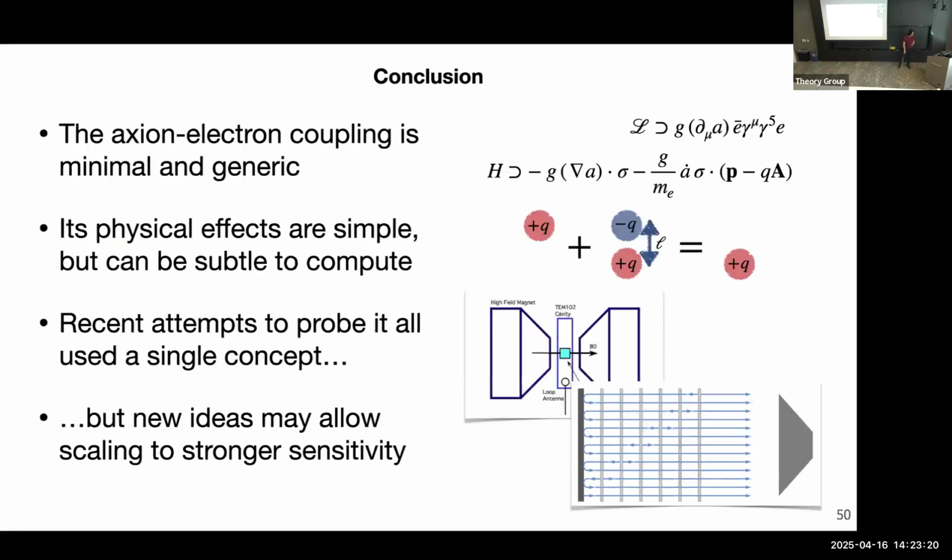So in conclusion, I've shown you that the axioelectric coupling is something that is minimal, very generic, and happens in all kinds of models. The effects it creates are extremely simple, but it can be a little subtle to compute them, which has led to a lot of computing literature. And on the experimental end, every attempt to probe it has used a single concept, but there are new ideas out there, this one and probably many more no one's thought of yet, which may allow scaling to stronger sensitivity. So thank you very much for your time.